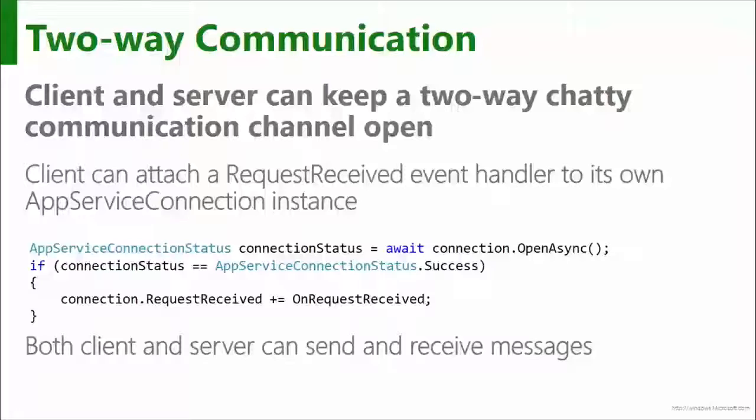The other thing is, we talked through that sequence where the client sends a message and the server hooks up a request received event handler and then waits for incoming messages and handles them. You can actually make that two-way. On the client side, you can also hook up when it opens the connection. Here we've got a little snippet of client side code. This is the client making a connection to the app service. Once it's got that connection, it can hook up a request received handler on there as well. Wow. So you can have a two-way chat going on between the app service and the client, if you so wish. So very flexible.